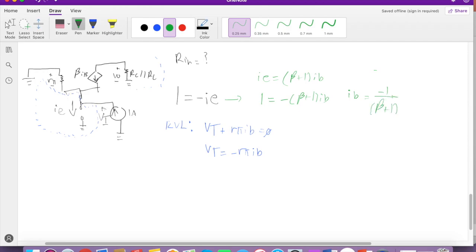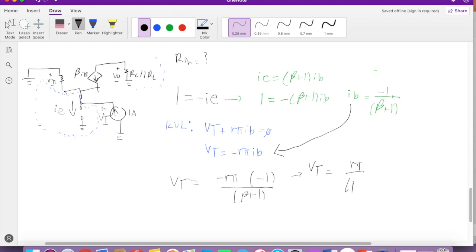So now that we have an equation for IB, we can bring it over to VT. What we get from this is VT equals negative R pi multiplied by negative 1 over beta plus 1. Now we can see that the negatives cancel out, and we get R pi over beta plus 1. Now this will be our input resistance right here.